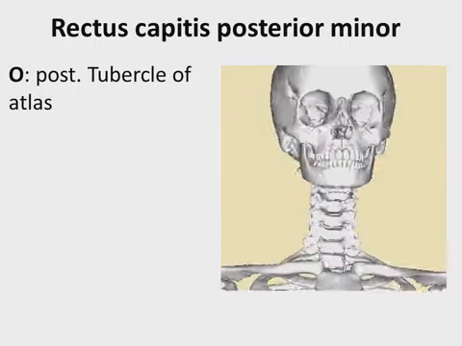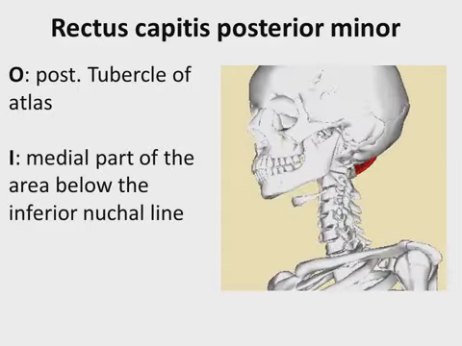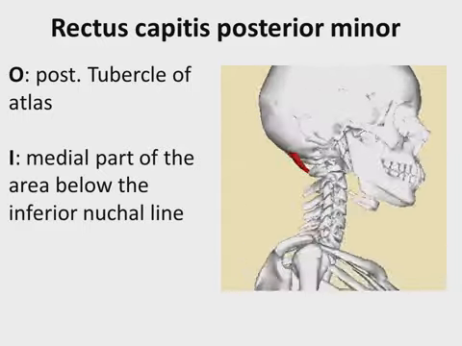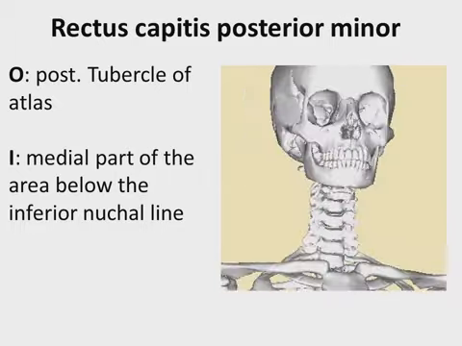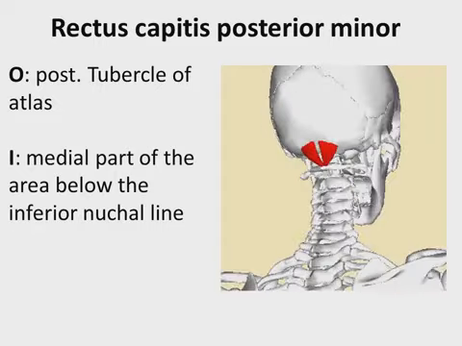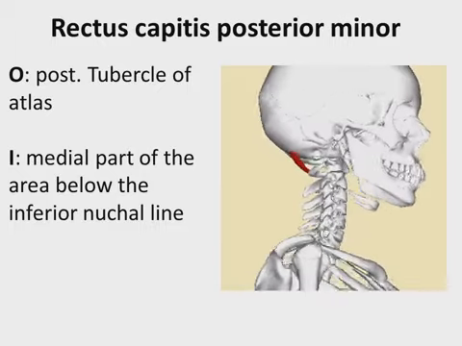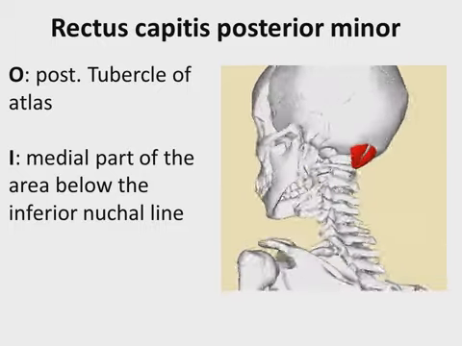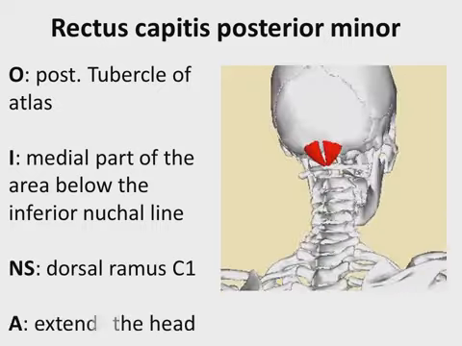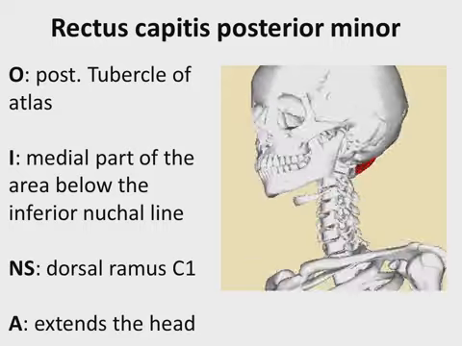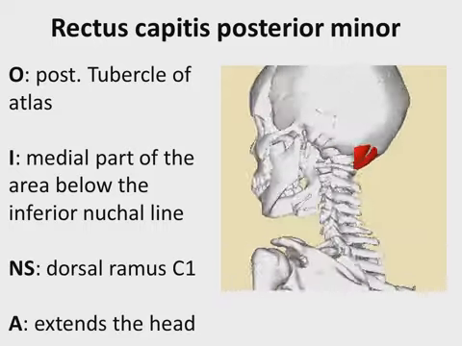From there, the rectus capitis posterior minor muscle originates, and it is inserted to the medial part of the area below the inferior nuchal line. It is supplied by the dorsal ramus of C1, and its action is to help extend the head. This is the rectus capitis posterior minor muscle.